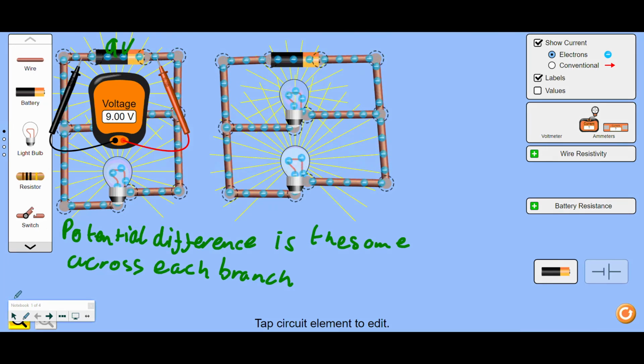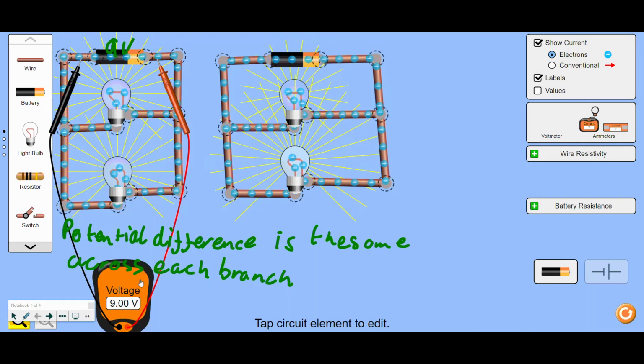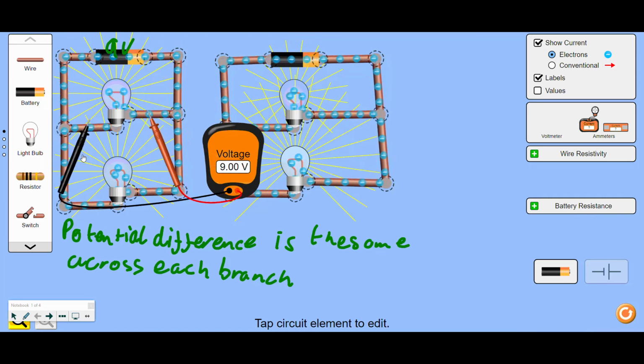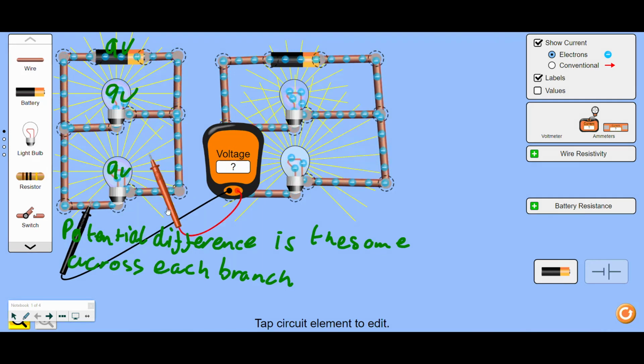And we know that these bulbs are identical. If I move this down so you can see it a bit better, we find that across bulb number 1, that is also 9 volts. And we should see that is 9 volts across the bottom as well. So if I move that down, we can see it's 9 volts. So in this first circuit, the potential difference is exactly the same on each bulb.